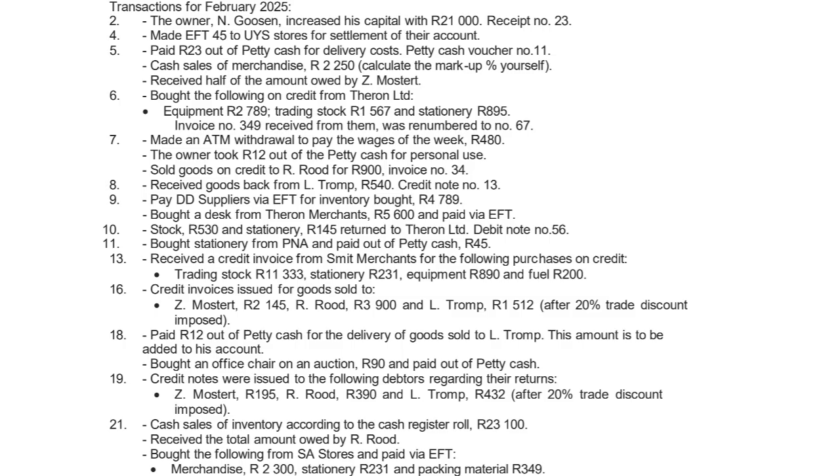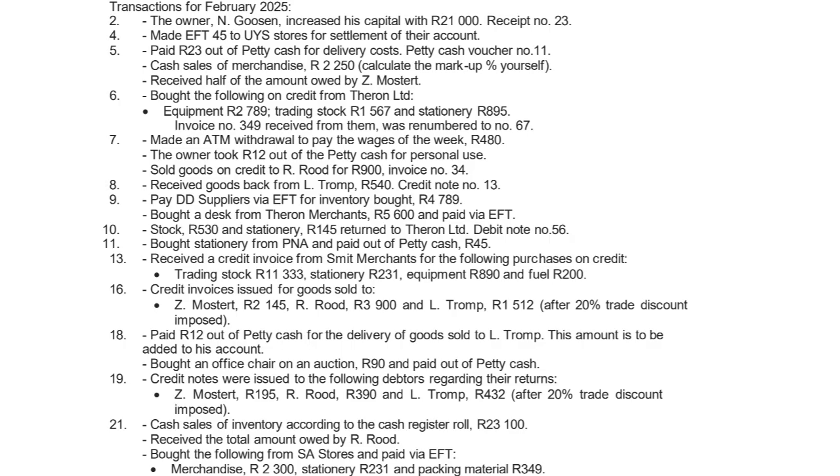Then on the 8th, received goods back from Al Trump, 540 Rand, credit note number 13. On the 9th, paid DD Suppliers via EFT for inventory bought, 4789. Bought a desk from Tehran Merchants, 5,600 and paid via EFT. On the 10th, stock 530 Rand and stationery 145 Rand, returned to Tehran Limited, debit note number 56. On the 11th, bought stationery from P&A and paid out of petty cash 45 Rand.